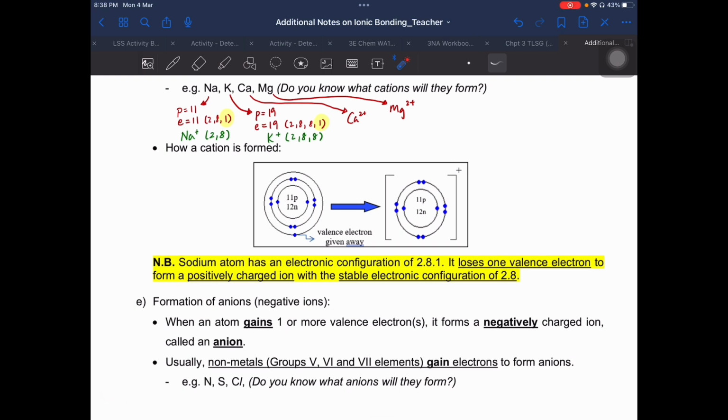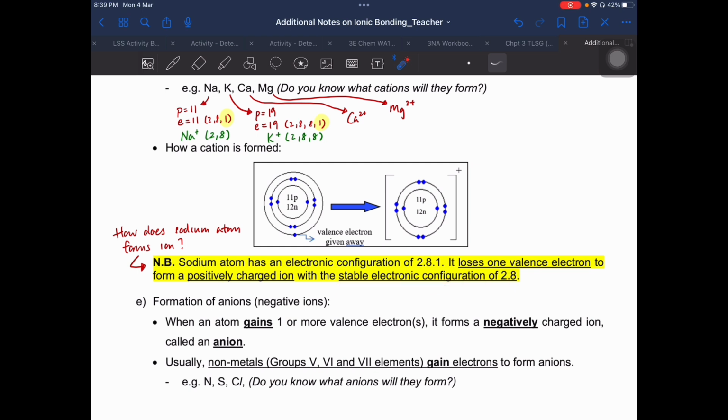Now, if someone were to ask you why or how a sodium atom forms an ion, then this yellow highlighted line will be very helpful, right? So how does this yellow highlighted line explain? It first tells us to look at the sodium atom. It has an electronic configuration of 2, 8, 1. It tells us what the original sodium atom is. Then it tells us what should happen in order for it to become stable in terms of its electronic structure. Then you have 2, 8.